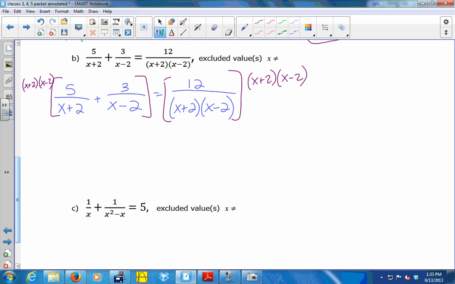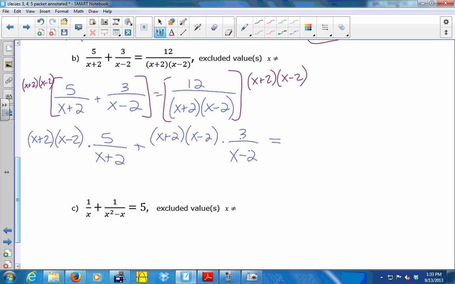All right, so on the left, I have to distribute this x plus 2, x minus 2 to both of these periwinkle colored terms, right? Distribute it to both of them. So I have x plus 2, x minus 2 times 5 over x plus 2 plus x plus 2, x minus 2 times 3 over x minus 2. And that will equal x plus 2, x minus 2 times 12 over x plus 2, x minus 2.